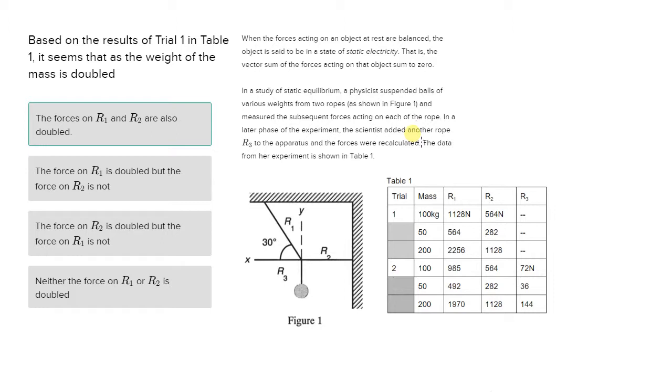Now this question is asking us to look at Table 1 and to analyze the way that a change in one variable, in this case the doubling of the mass, will affect another variable, in this case the forces on R1 and R2, as we can see through all of our answer choices.